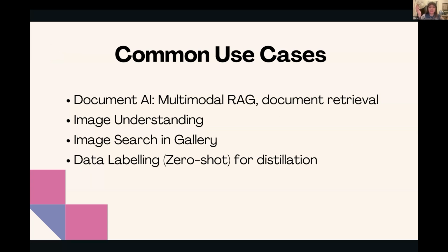And some common use cases are, for instance, for document AI, there is multimodal RAG, which is about document retrieval. You have a knowledge base, and then you can query, and then you can pass the output to an LLM and do multimodal RAG. You can have image understanding, like visual question answering, image captioning, and so on. For zero-shot vision, the zero-shot image classification models can be used for image search in a given gallery, like in your phones and so on.